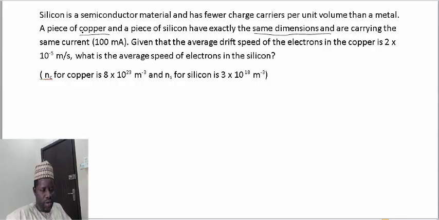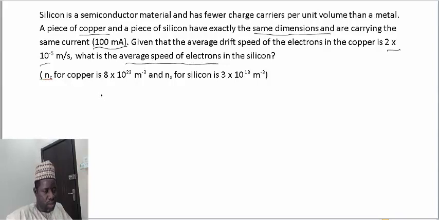We have a silicon piece that has the same dimension as the copper, and they all carry the same amount of current. So we are given that the drift velocity in copper is 2 times 10 to the power minus 5. And the question is, what is the drift velocity in the silicon?